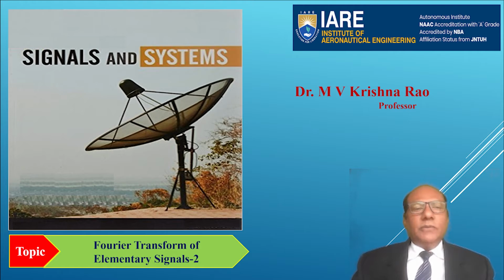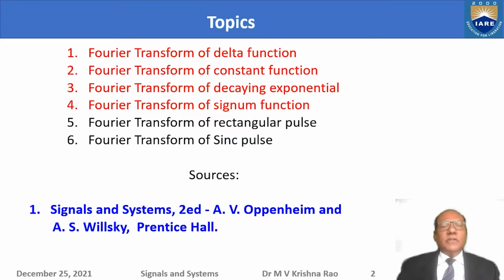In this class, I am going to compute the Fourier transform of some elementary signals which were not completed in my previous lecture. In my previous lecture, I computed the Fourier transform for the delta function, constant function, decaying exponential and signum function. Now I am going to find the Fourier transform of two more functions, that is, the rectangular pulse and the sync pulse.